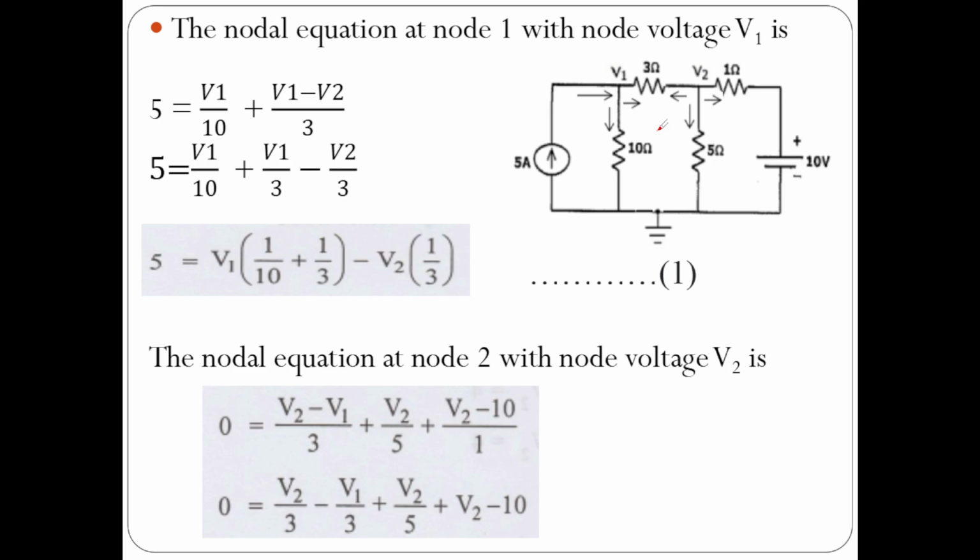So these are all the branch currents. All these are the branch currents in the given circuit, which we have obtained by applying nodal analysis or Kirchhoff's current law.